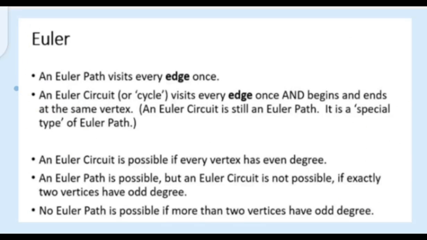So, Euler. An Euler path visits every edge once. An Euler circuit or cycle visits every edge once and begins and ends at the same vertex. An Euler circuit is still an Euler path; it is a special type of Euler path. An Euler circuit is possible if every vertex has even degree. An Euler path is possible but an Euler circuit is not possible if exactly two vertices have odd degree. No Euler path is possible if more than two vertices have odd degree.